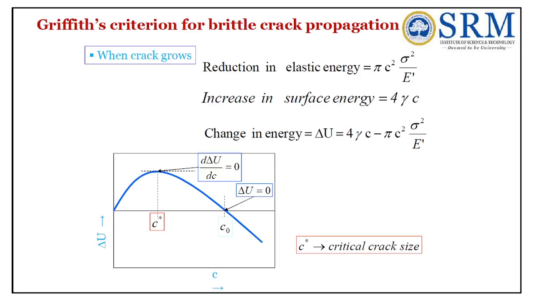Simply, Griffith theory can be explained like this. When the crack starts to grow, the material starts to release its elastic energy in order to oppose the growth of the crack. So the reduction in elastic energy is given as pi c square sigma square divided by E dash. Because of this release in the elastic energy, there will be an increase in the surface energy, which is given by 4 gamma c. So the change in energy is given by delta U equal to 4 gamma c minus pi c square sigma square divided by E dash.